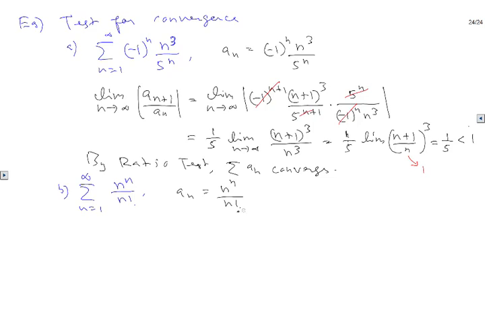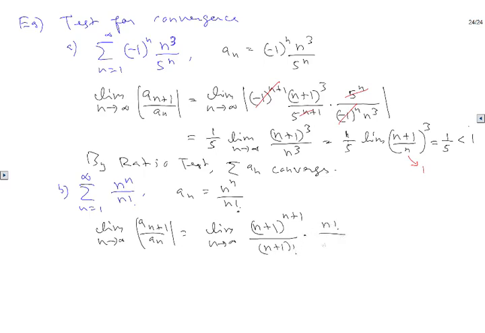So then what's gonna happen, we can do the same thing as before. It's the limit as n goes to infinity of the absolute value of a_(n+1) over a_n. So let's plug in n plus 1, so that we get n plus 1 to the n plus 1 power over factorial n plus 1. Again, make it upside down. We don't need the absolute sign because it's all positive.